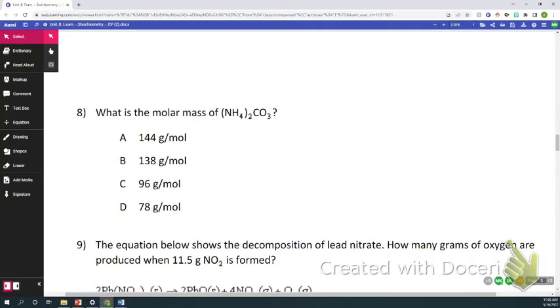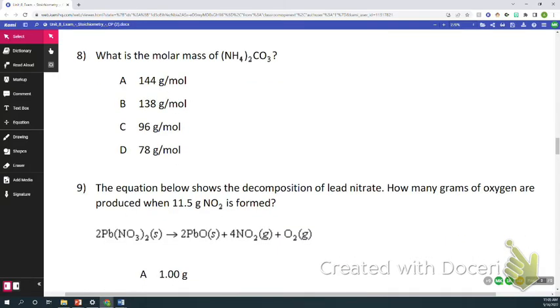Okay. Number 8, you can do on your own. It just says, what is the molar mass? So you have to add up the molar mass carefully. Do you know what to do with this 2 outside the parentheses? I would add up NH4, whatever's in the parentheses, and then multiply it by 2. So nitrogen is 14, hydrogen is 1, but there's 4 of them. So this is what? 18, right? This is what's in the parentheses, 18.